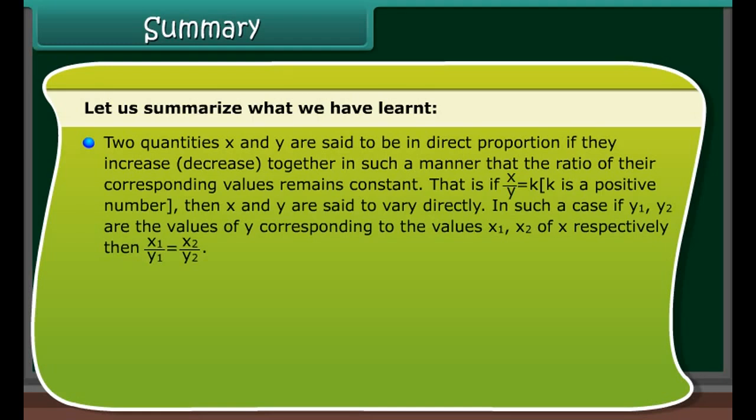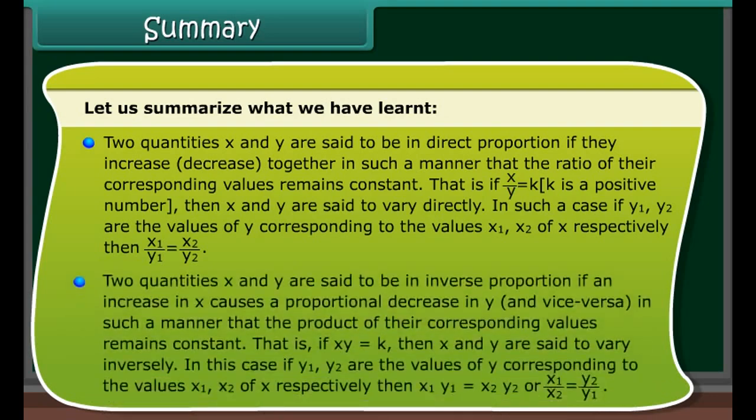Example: there are 30 students in a class. The number of tables required for them is 18. If 15 more students are added to this class, how many tables will be needed? As the number of students increases, the number of tables required for the class also increases. This is a direct proportion. 30 upon 18 is equal to 45 upon x. X is equal to 45 into 18 upon 30, which is equal to 27. Number of tables required is equal to 27.